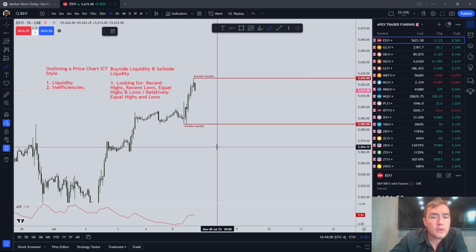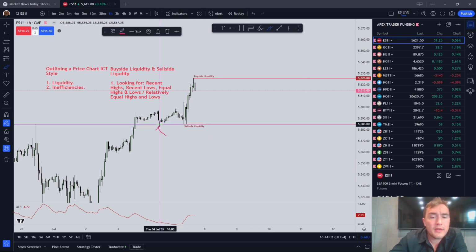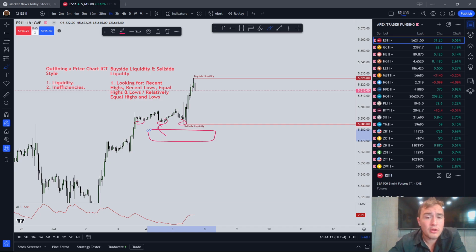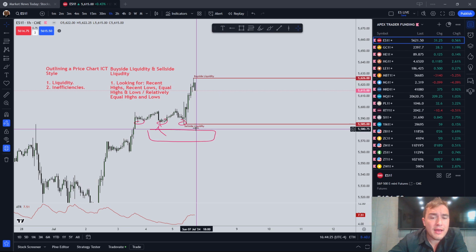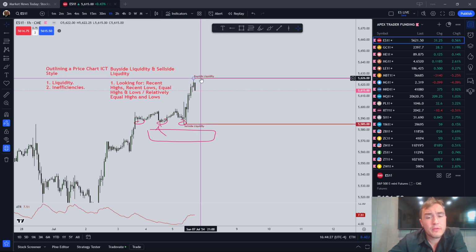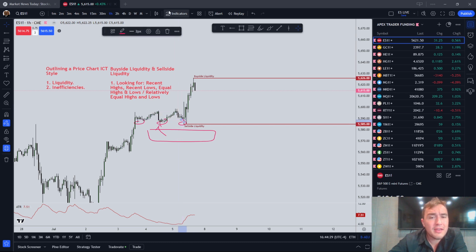Notice, though, in this example, we have lots of what's called relatively equal lows, so there should be plenty of liquidity down here, plenty of liquidity for the market to come back, grab, and run on. The idea behind running on sell side liquidity is that the market should be interested in that. So the first step in outlining a chart in ICT style is to outline where the sell side liquidity is and where the buy side liquidity is. That's going to give us an idea of where the market should want to go.